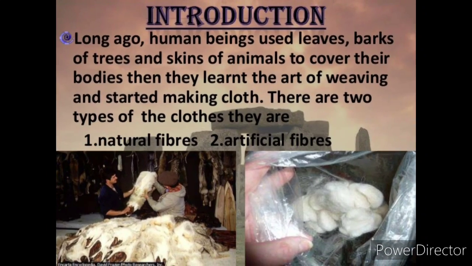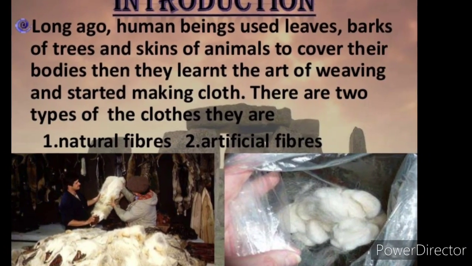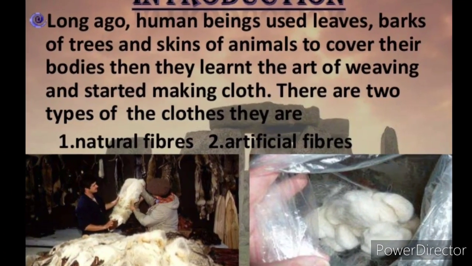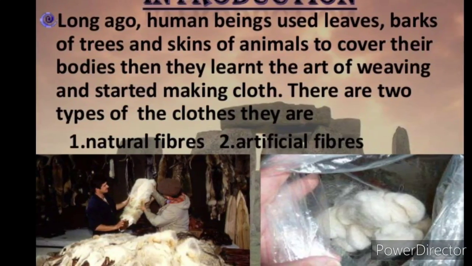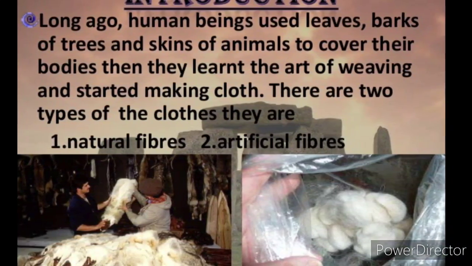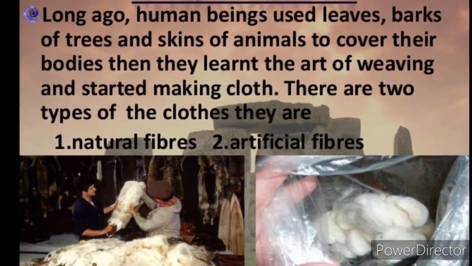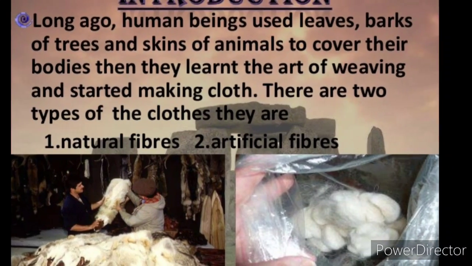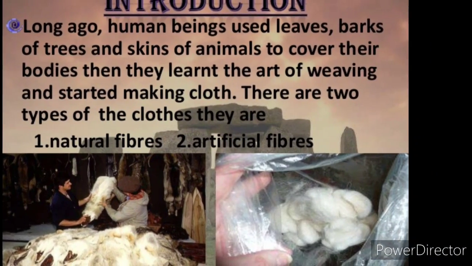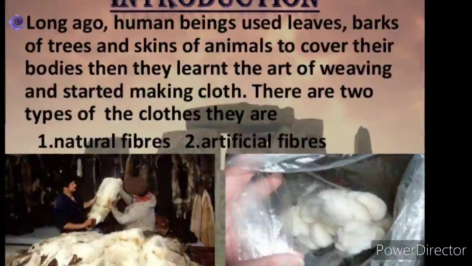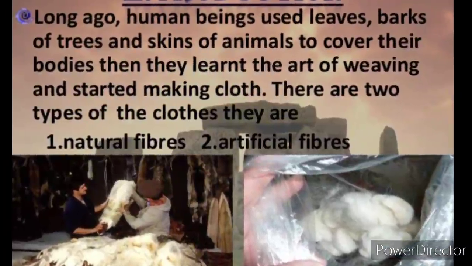Introduction. Long ago, human beings used leaves, barks of trees and skin of animals to cover their bodies. Then they learned the art of weaving and started making clothes. There are two types of clothes, natural fiber and artificial fiber.